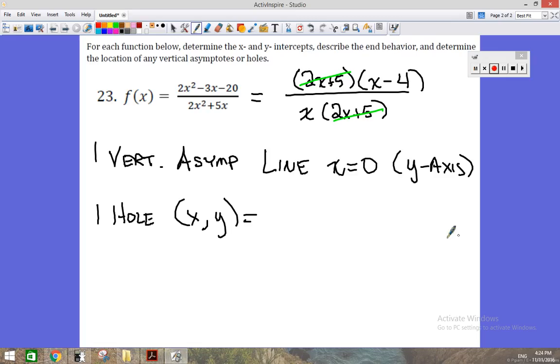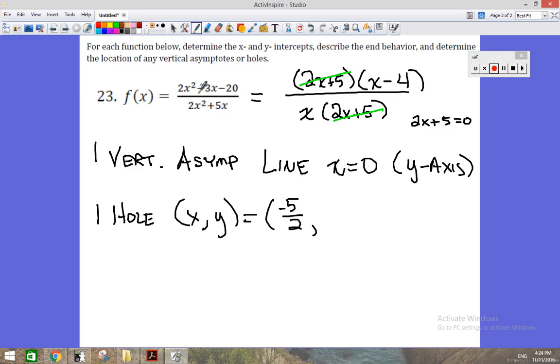The x-coordinate, well, we take the factor that canceled, 2x plus 5, and set it equal to 0, and solve. Subtract 5 from both sides and divide by 2, and we have that negative 5 halves is the x-coordinate for this hole. To determine the y-coordinate, I can't plug negative 5 halves into the original expression. It would give me 0 divided by 0. I do want to plug it into the expression only in reduced form.